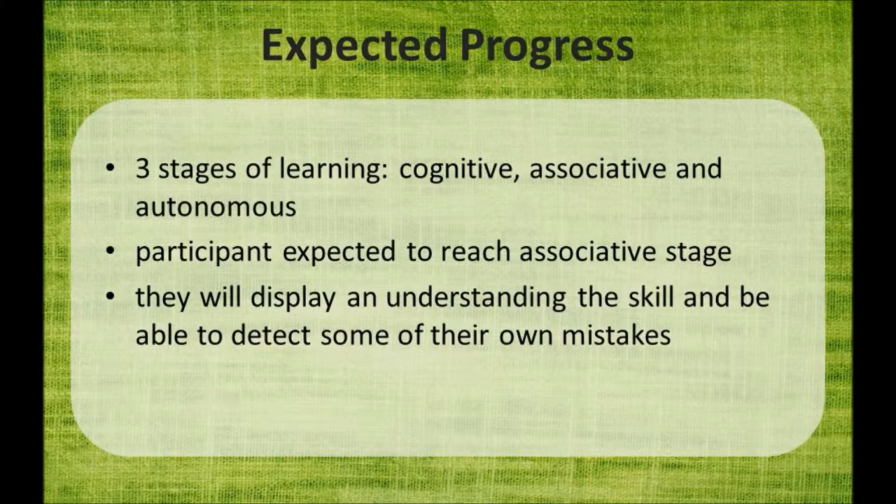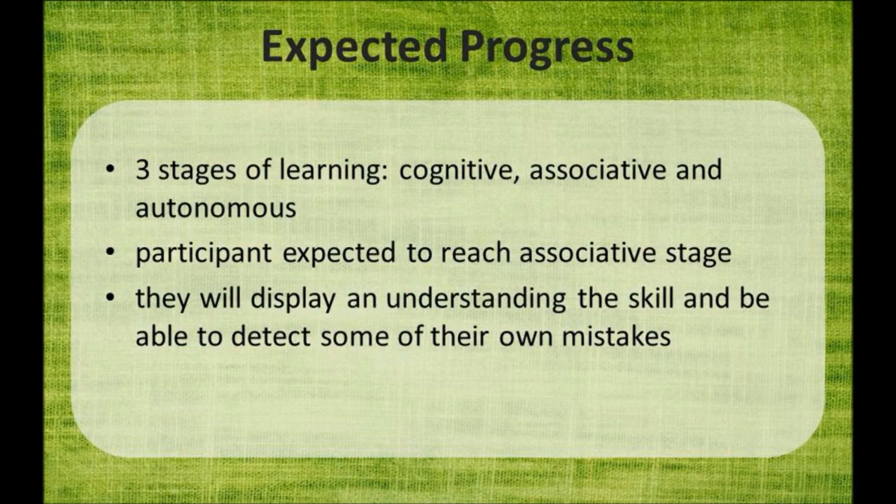There are 3 stages of learning according to Fitt's model. These are the cognitive, the associative, and the autonomous stages. It can be expected that our participant will progress from the cognitive to the associative stage over 6 weeks. In the associative stage, the learner will begin to display an understanding of the various components of the skill and also be able to modify and adapt the movement to the present situation.